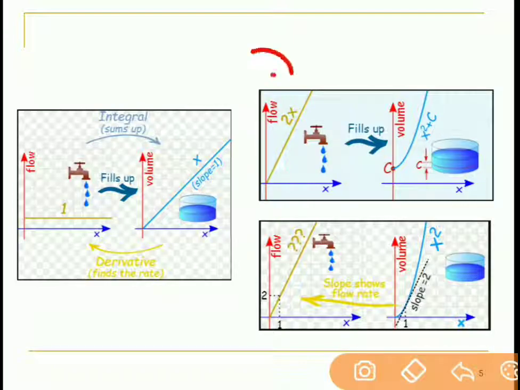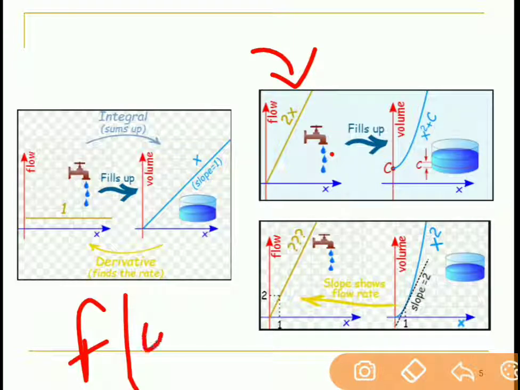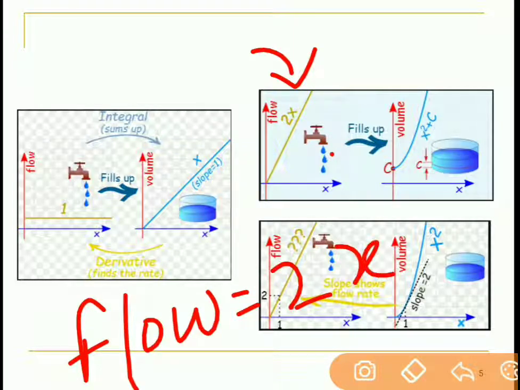Now consider the flow rate in the second case. In this case, the flow rate is increasing with respect to time. The flow rate is equal to 2 times x. It means the flow rate is going to increase with respect to time. At time t equal to 0, the flow is 0. At time t equal to 1 second, the flow rate is 2 meter cube per second.